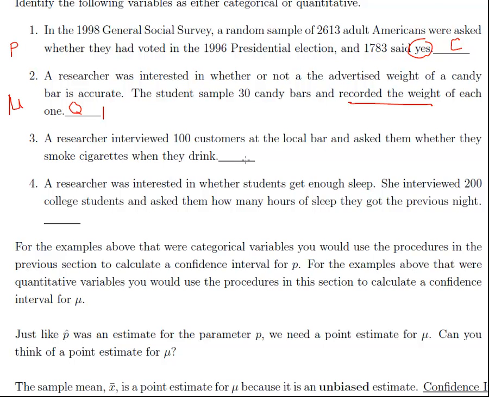A researcher interviewed 100 customers at the local bar and asked them whether they smoke cigarettes when they drink. This is a categorical variable, so we would use the methods in the previous section since we would summarize it with proportion. The next one, she was asked how many hours of sleep. So that's a measurement, that's a quantitative variable. And we would summarize that with a mean. And so we would be trying to estimate mu, the Greek letter mu, which means mean.